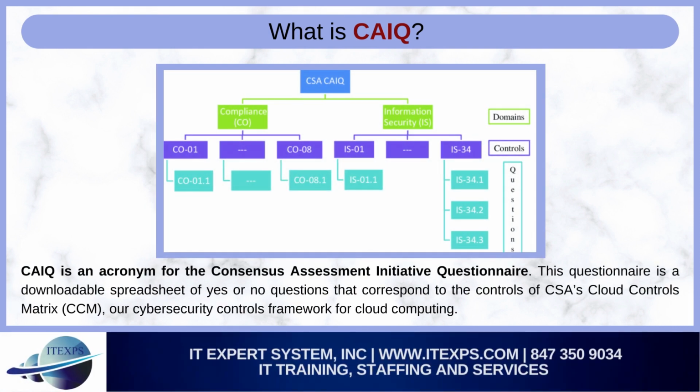CAIQ is an acronym for the Consensus Assessment Initiative Questionnaire. This questionnaire is a downloadable spreadsheet of yes or no questions that correspond to the controls of CSA's Cloud Controls Matrix, our cybersecurity controls framework for cloud computing. An IaaS, PaaS, or SaaS cloud service provider can use the CAIQ to document what security controls exist in their services. This increases security control transparency for potential customers, who can then determine if the CSP's cloud services are secure enough for the customer's purposes.